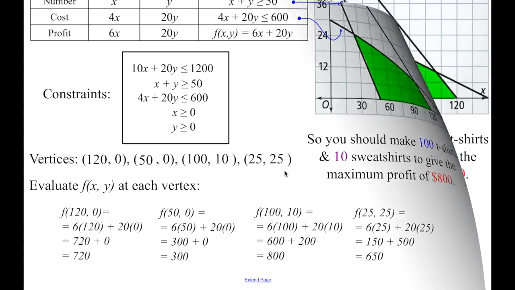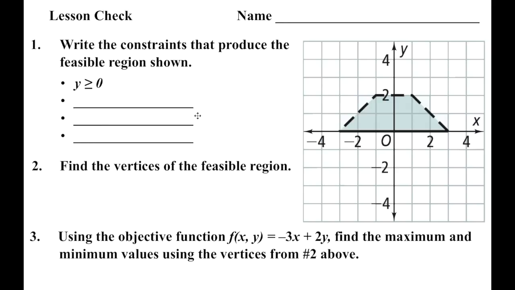Here's a lesson check for you. Now this one I'm going to have you work backwards. I want you to write the constraints that produce the feasible region that's shaded. I've already given you one of the constraints. I gave you y is greater than or equal to 0. That's this horizontal line.